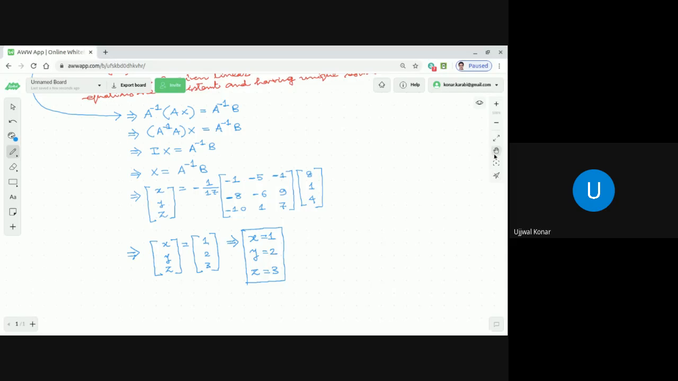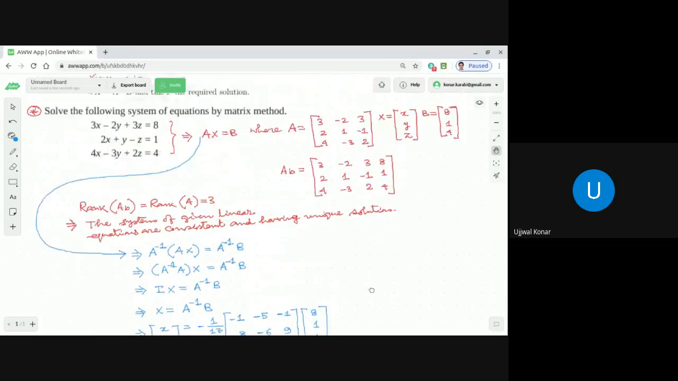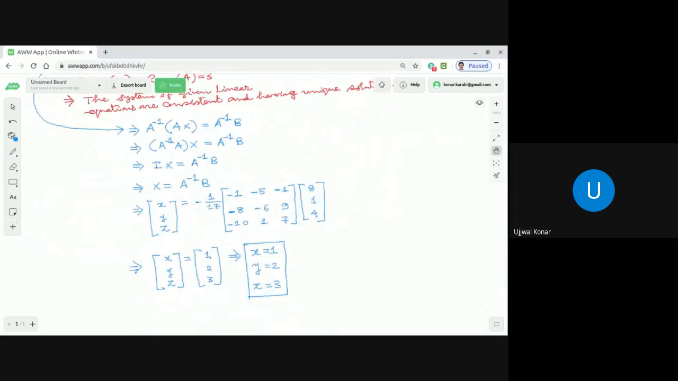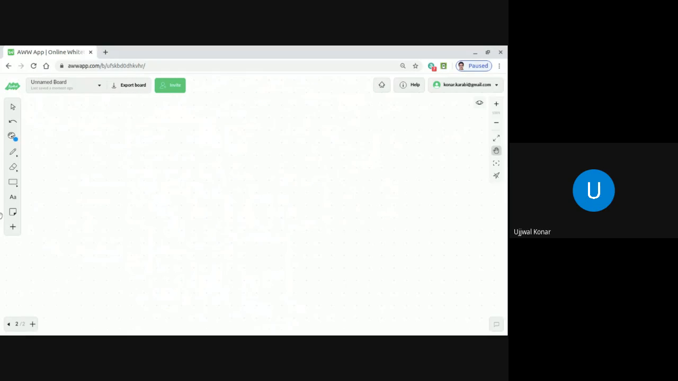Correct? I hope all of you got it very clearly, dear students. Now what I'm going to discuss is the solution to a system of linear equations by the determinant method. So far we have learned using the matrix method. Now we are going to learn the solution to a system of linear equations using the determinant method. Let's see how we can find it.